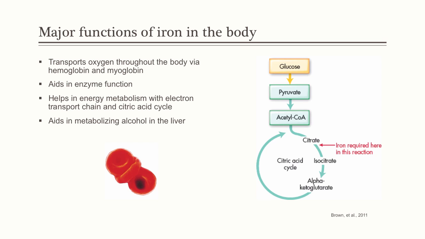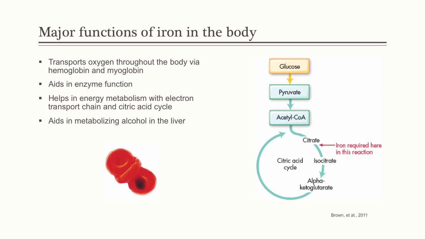Some of those things include transporting oxygen to our tissues and organs via hemoglobin. Iron makes up the red blood cell protein called hemoglobin, giving it its red color. It's part of some enzymes, which help the enzyme in carrying out its function. It helps in energy metabolism, producing ATP. Iron is part of a catalyst in the citric acid cycle and also aids in the electron transport chain. Iron is also a component of metabolizing alcohol in the liver.